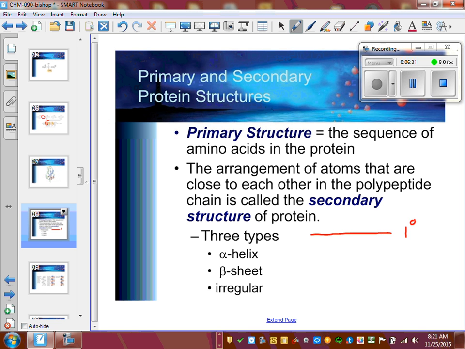Well, they're close to each other and they have charges and they can form hydrogen bonds, and it forms a secondary structure. Three types of secondary structure. First one is an alpha helix. An alpha helix is essentially a coil. Take back, way back, probably for some of you to your early childhood. Phones, especially wall phones, had a long cord, and you know how the cord was coiled? That's an alpha helix.